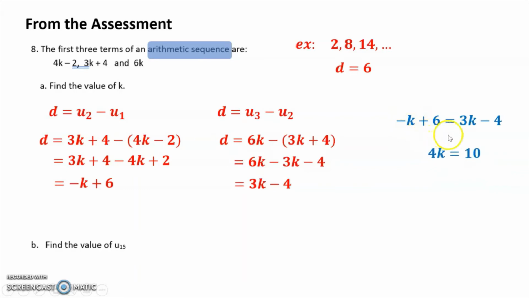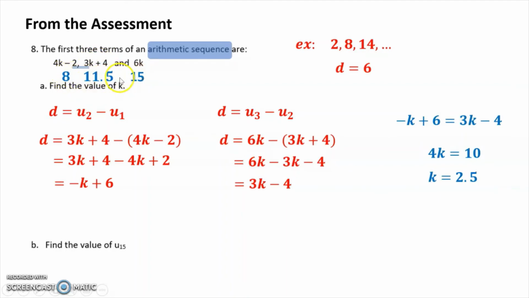So what I did is added k on both sides to get 4k, and then I added 4 over here to get 10. Now divide by 4, k equals 2.5. Now that I know k, I can finish up the problem, which is find U15. So I'm going to put 2.5 back in here to figure out what these terms are. When you put 2.5 in here, 4 times 2.5 is 10, minus 2 is 8. And here, if you put 2.5 in here, 3 times 2.5 is 7.5, plus 4 is 11.5, and so on.